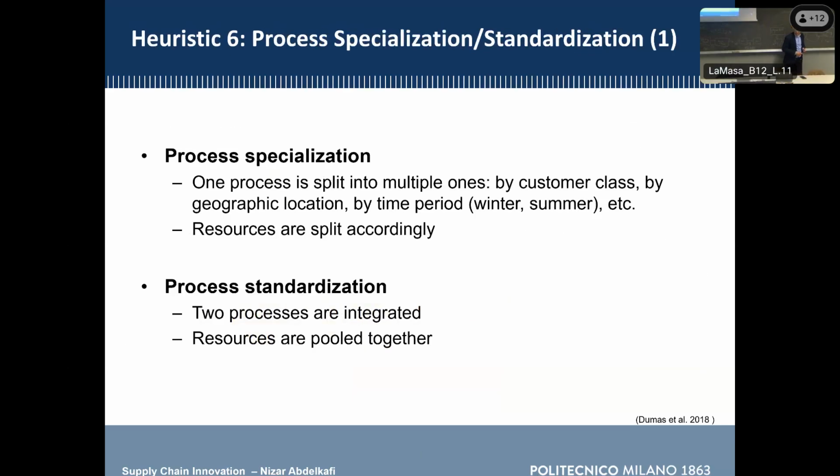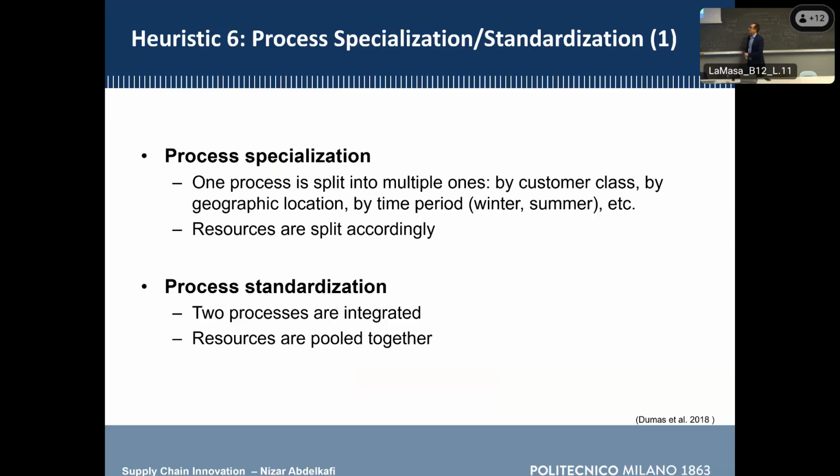Okay, now we will talk about process specialization and standardization. So we have talked about the task level heuristics, and we talked about the flow level, right? At the flow level, we have resequencing and parallelization, and now we will talk about process level.